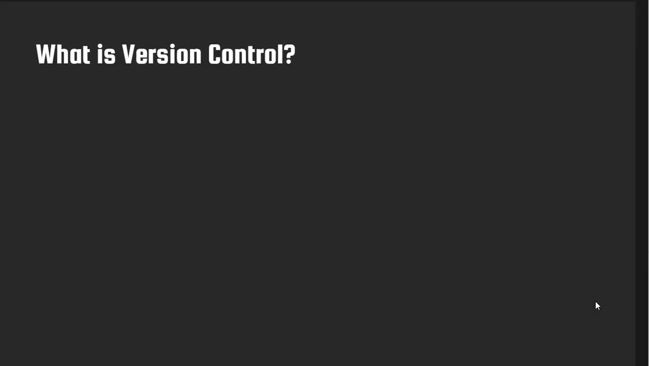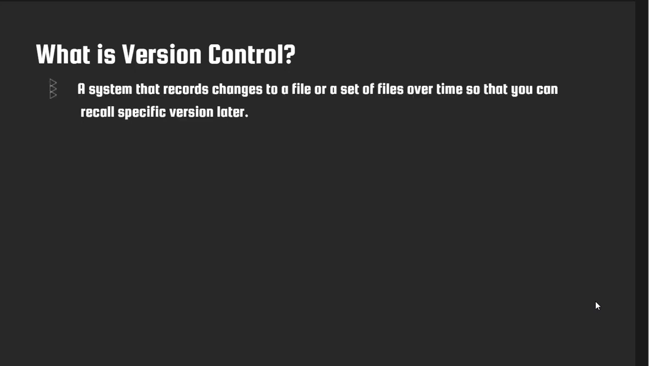The very first question that may arise in your mind is what version control is and why we need to know about this. So, version control is a system that records changes to a file or a set of files over time so that you can recall that specific version later.